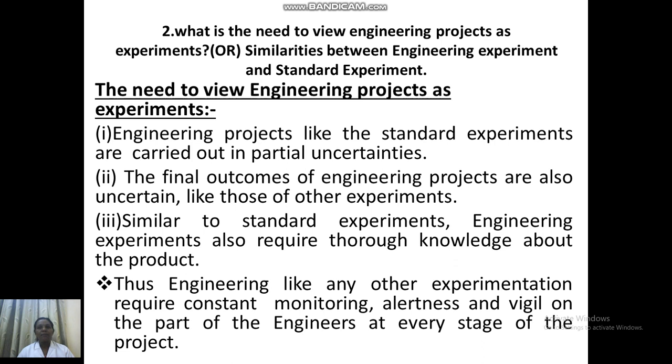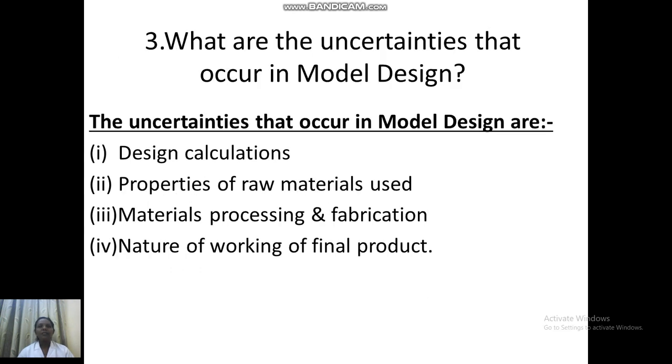Second question: what is the need to view engineering projects as experiments, or what are the similarities between an engineering experiment and a standard experiment? Engineering projects, like standard experiments, are carried out in partial ignorance and uncertainties. The final outcomes of engineering projects are also uncertain, like those of other experiments, and similar to standard experiments, engineering experiments also require thorough knowledge about the product. So engineering, like any other experimentation, requires constant monitoring, alertness and vigil on the part of the engineers at every stage of the project.